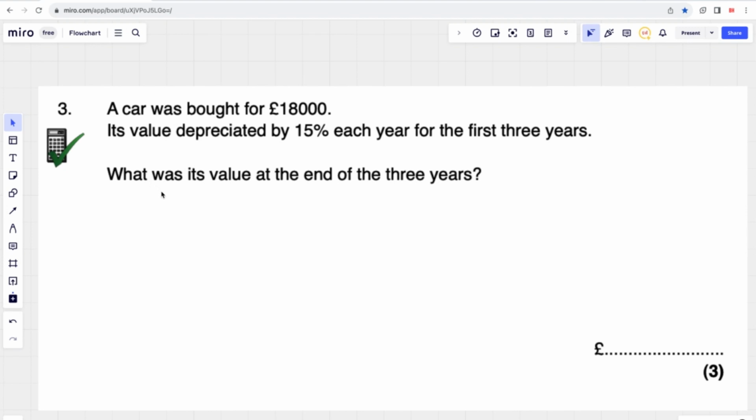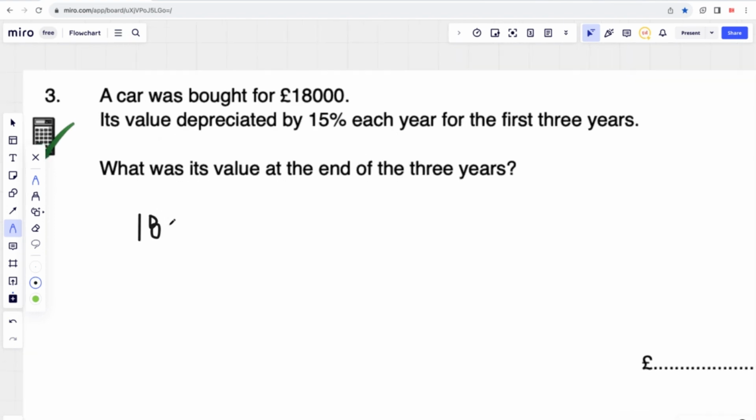Question 3. A car was bought for 18,000 pounds. Its value depreciated by 15% each year for the first 3 years. What was its value at the end of the 3 years? Right, so another simple compound interest question. So a car was bought for 18,000.